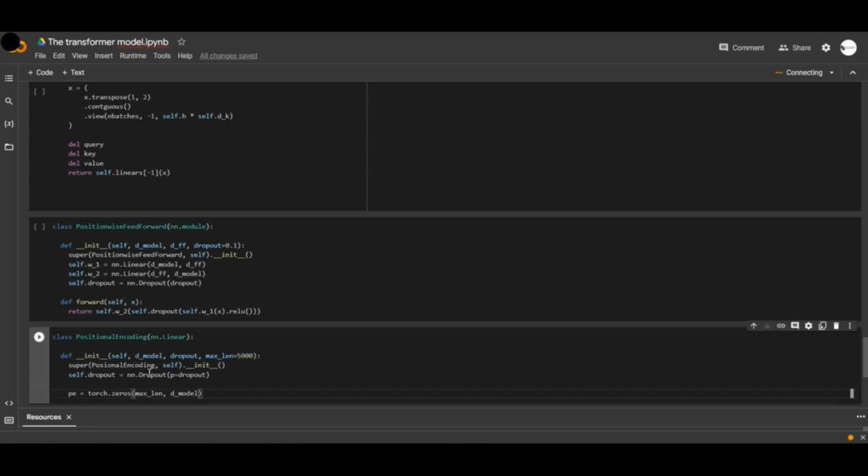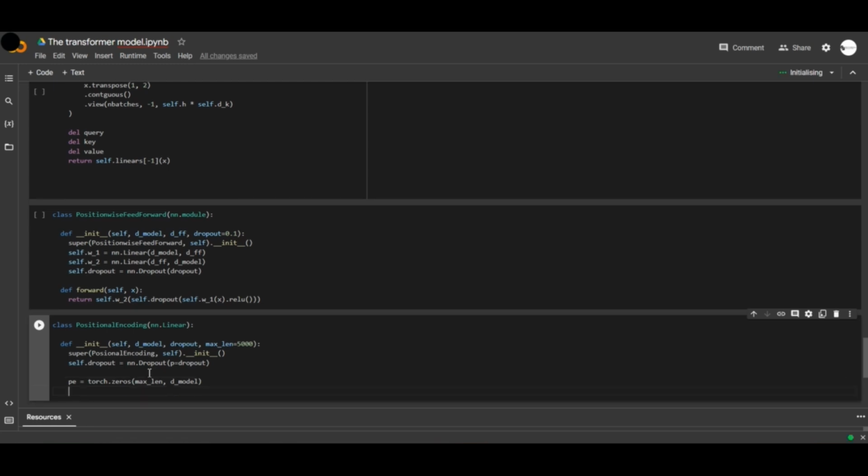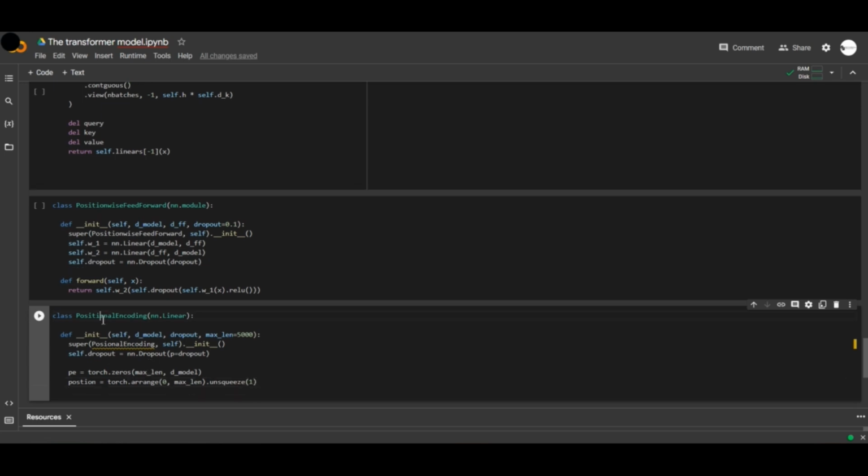So the second step, we're going to create a tensor position of size max length also, that is going to store the position of each token in a sequence. So we're going to say position equals torch.arange, max_len, dot unsqueeze. Did I make a mistake here? I think I did. Okay.